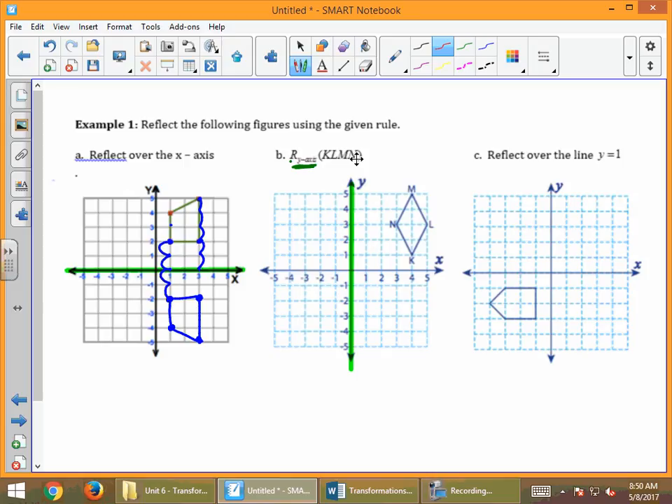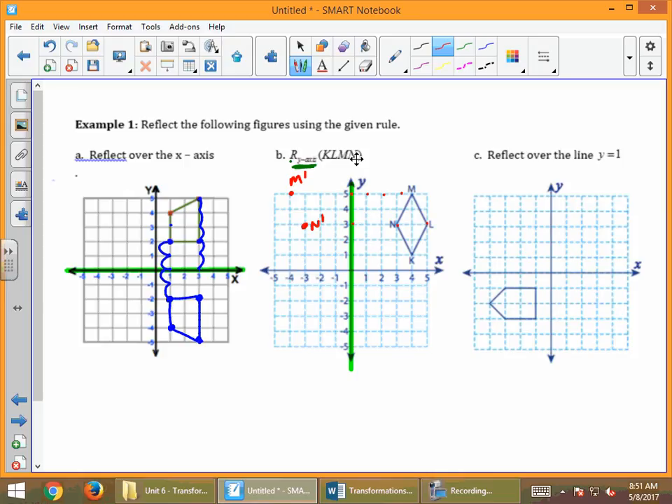We start with N. N is 1, 2, 3. So we're going to go 1, 2, 3 in the other direction. And label it N prime. N is 1, 2, 3, 4. So now 1, 2, 3, 4 in the other direction. Label that N prime.